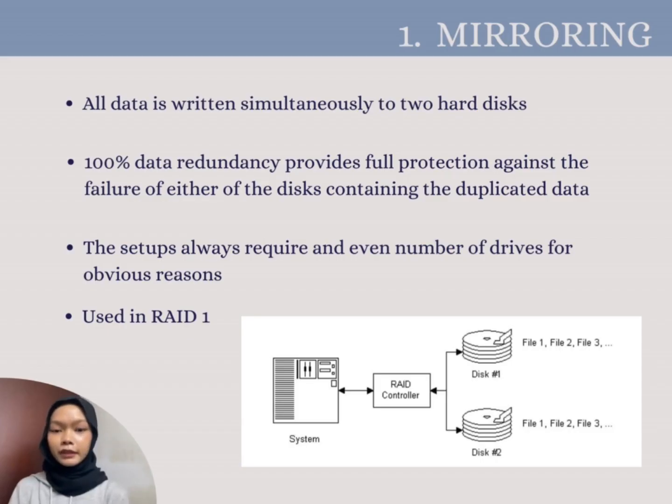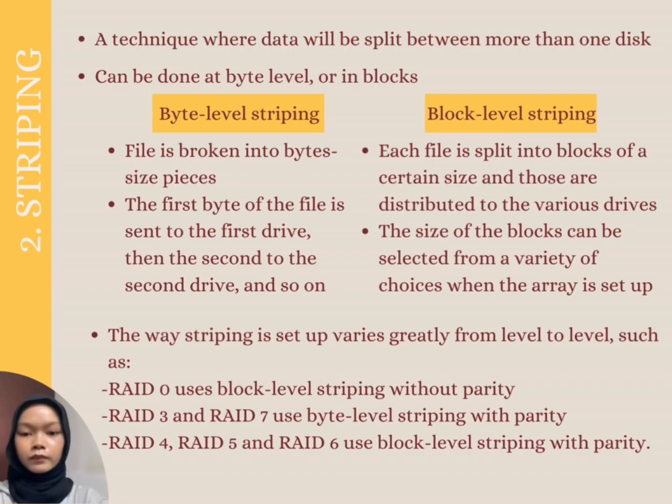Next, I will briefly explain those 3 general RAID concepts. Firstly, mirroring. In a RAID system using mirroring, all data is written simultaneously to 2 hard disks. The idea is 100% data redundancy provides full protection against the failure of either of the disks containing the duplicated data. The setups always require an even number of drives for obvious reasons. Not to forget, mirroring is used in RAID 1. This diagram shows the RAID system using mirroring.